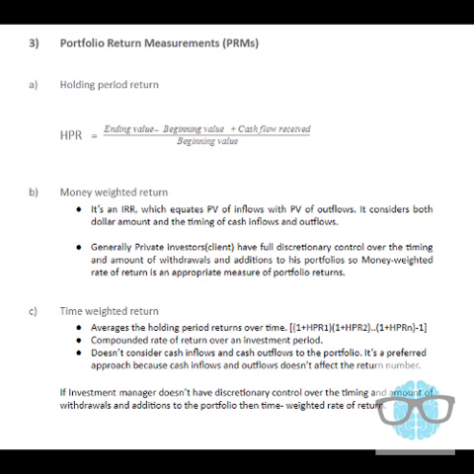Hi, today we're going to talk about portfolio return measurements. First one is holding period return. It's a very simple return and it's quite intuitive.